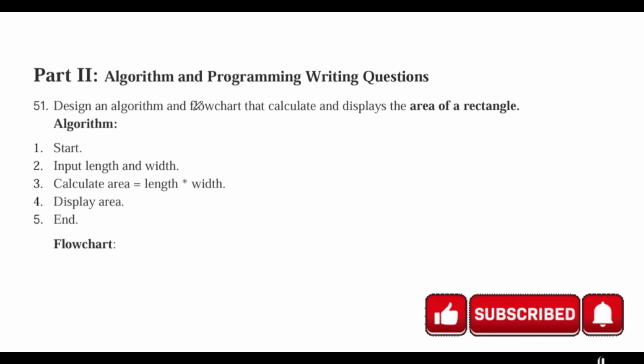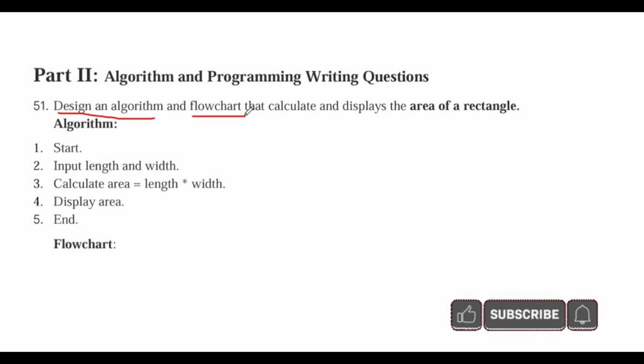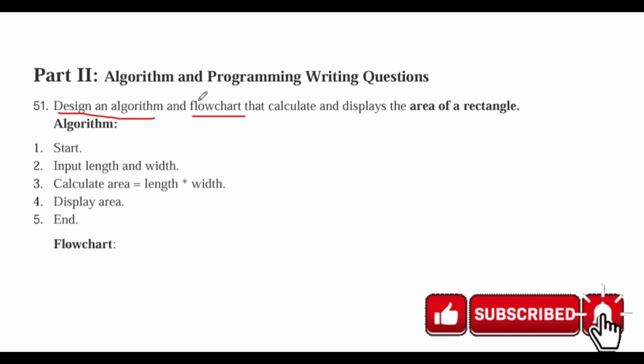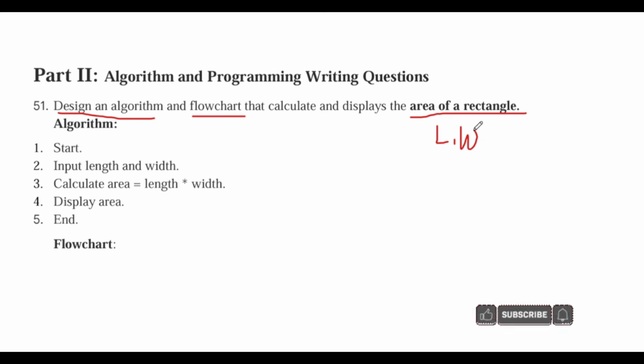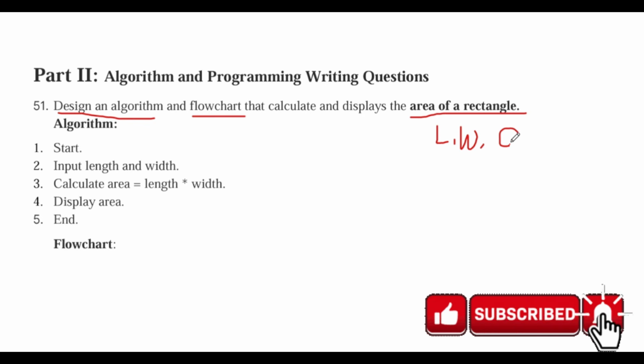51. Design an algorithm, and the flow chart. You need two things here. First, the algorithm, then the flow chart. What type of algorithm? One that calculates and displays the area of a rectangle. Here you have to understand one thing. In order to calculate the area of a rectangle, you need length, width, and area.